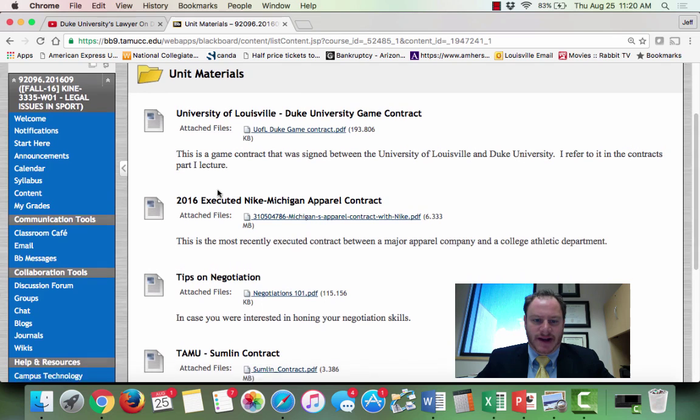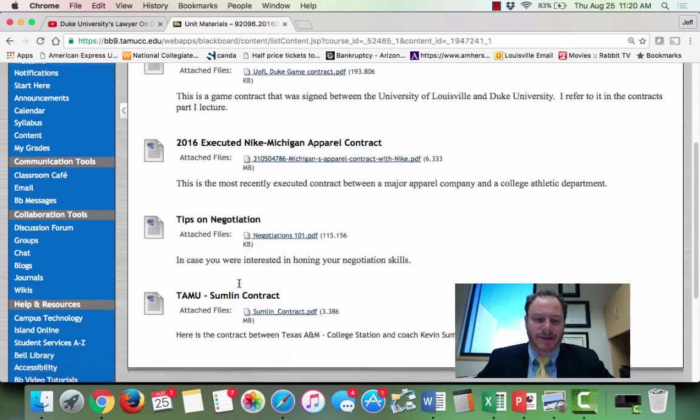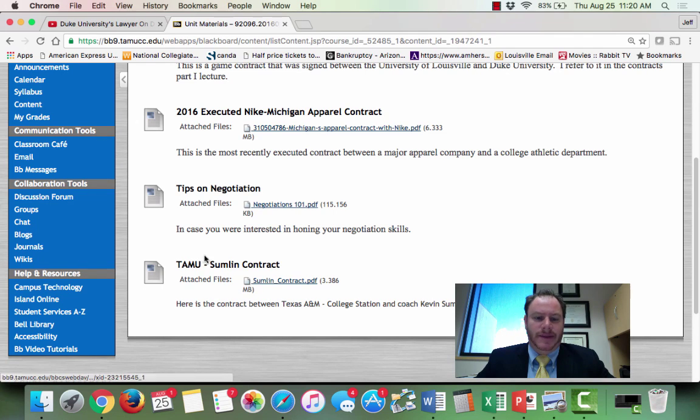So we've got a game contract, and one of the most recent apparel contracts between Michigan and Nike. And for those of you who might be interested, we'll talk about in the next lecture the contract between Texas A&M University, College Station, and head football coach Kevin Sumlin.